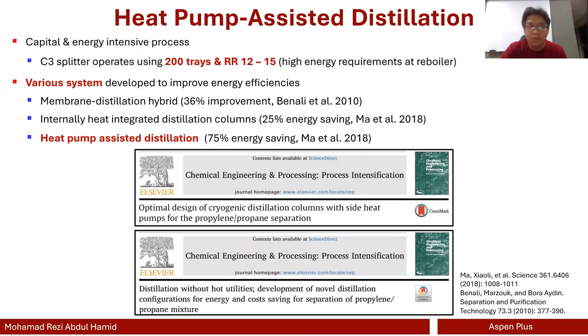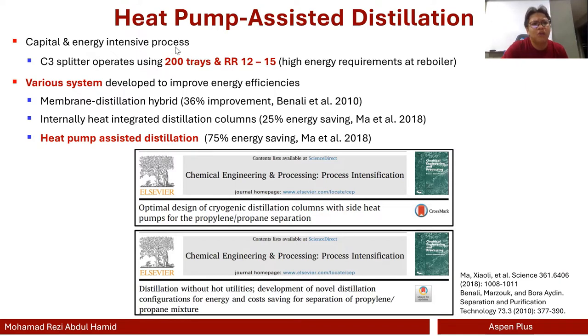So as I have mentioned before, separating propylene and propane is not easy. They are among the most capital and energy intensive processes. A splitter usually operates using 200 trays or more, and operates under a high reflux ratio, around 12 to 15. So this, of course, requires a lot of energy at the reboiler to reboil a lot of the returning liquid at the top section of your column.